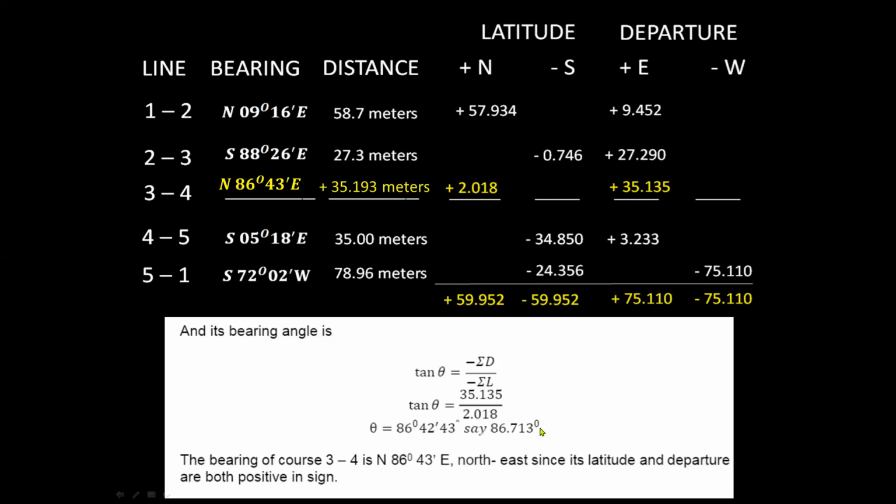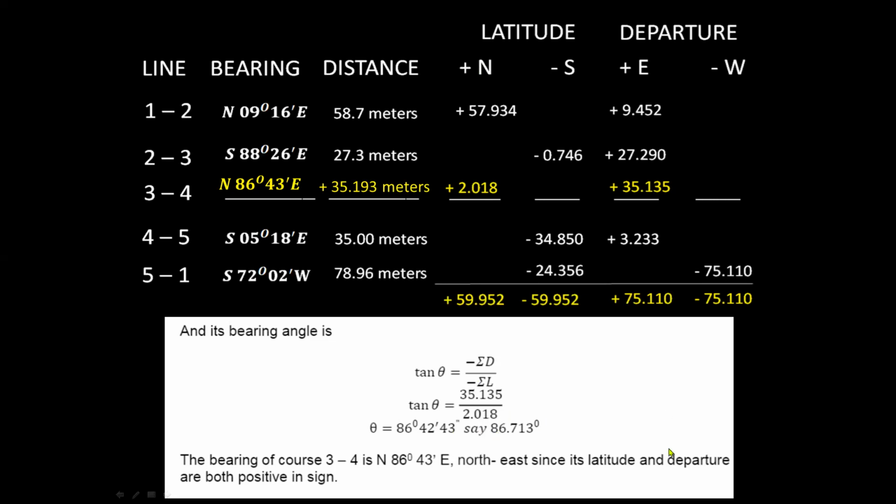Or puwede nating i-convert into degrees, alisin ko yung minutes and seconds. We have 86.713 degrees. So, nag-round off tayo ng 3 decimal places. And alam naman natin na northeast. Bakit northeast? Kasi ang na-fill in dito yung north at saka yung east. Ibig sabihin, tanda yun na ang bearing natin is northeast.